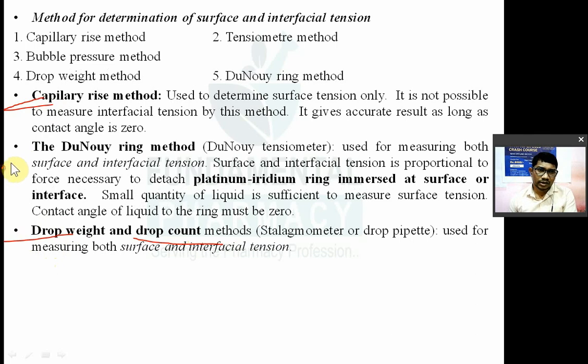And Dunoy ring method, it is measurement of surface as well as interfacial tension. Capillary rise method only for surface tension. Dunoy ring method, platinum iridium ring is there, which is immersed at a surface or at the interface, and the force required to remove that is nothing but the surface tension. Drop weight or drop count method. So in this there is one instrument known as a stalagometer. This is known as a stalagometer, and it is nothing but the drop weight method.